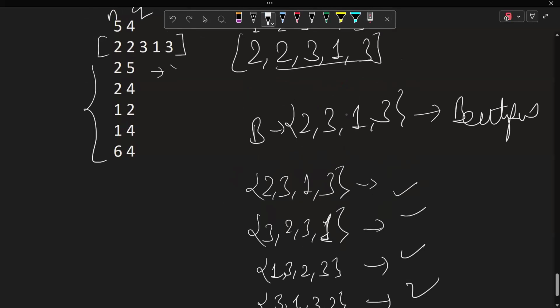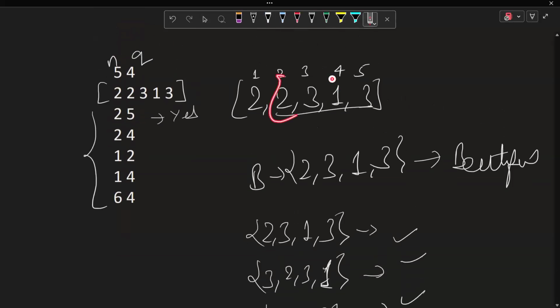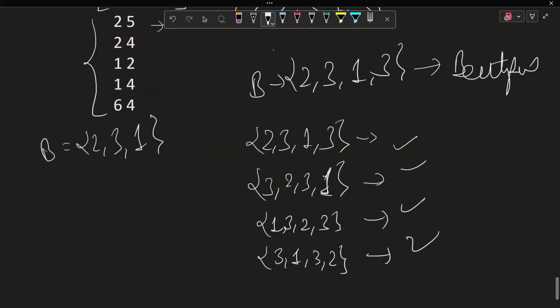Not for this. Here we would answer a yes. Same now, if you look from 2 to 4. Okay, if you look at this sub-array from 2 to 4. So here your B from 2 to 4 is 2, 3, 1. This is your array. Now check whether for any cyclic shift you can make it beautiful.